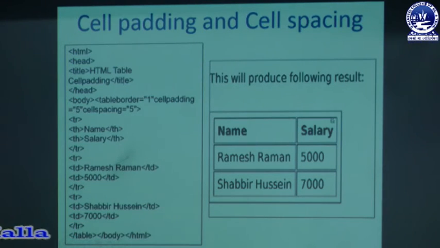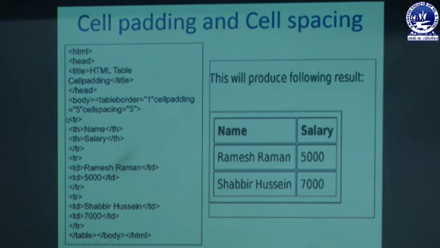So you can see the reflection over here, how much the space has increased from the previous table to this table. It is because of the cellpadding and cellspacing. So cellspacing is used to give the space or increase the border of the table, and cellpadding is used to give the distance between the two cells.